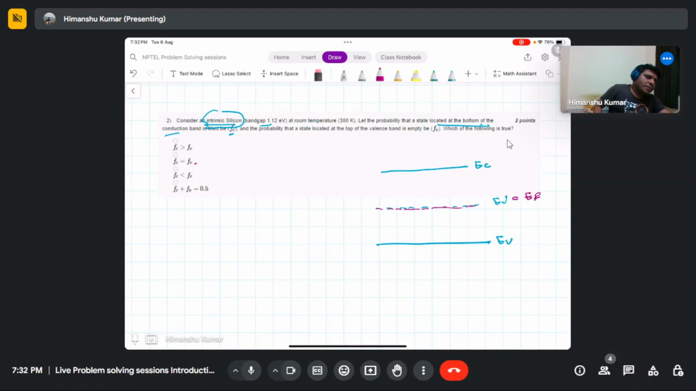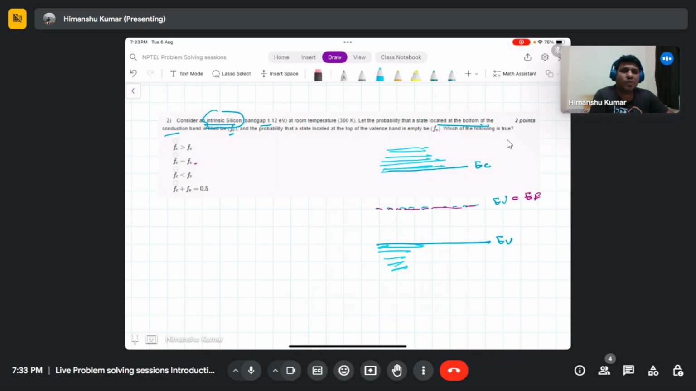EI is basically the mid of the gap, and then we can apply Fermi-Dirac statistics at this temperature. For example, these states here are continuous states, and similarly here are the states. We can calculate the probability of occupying those states.